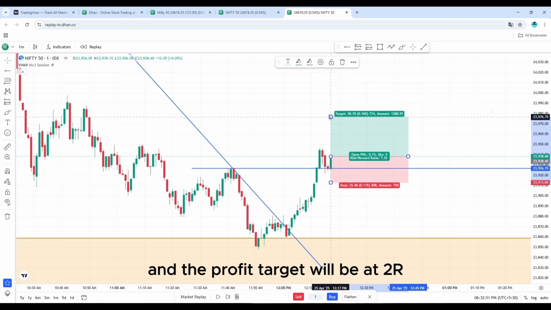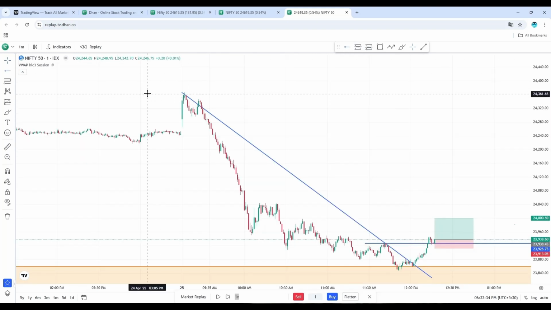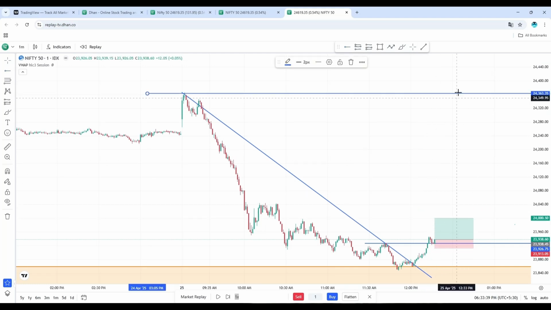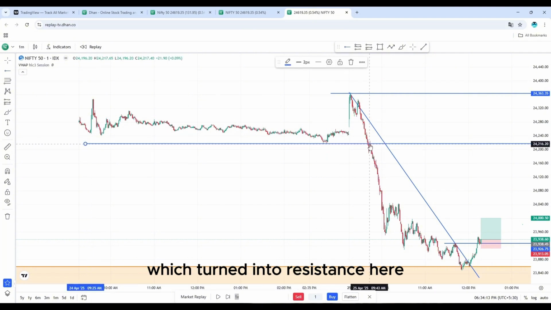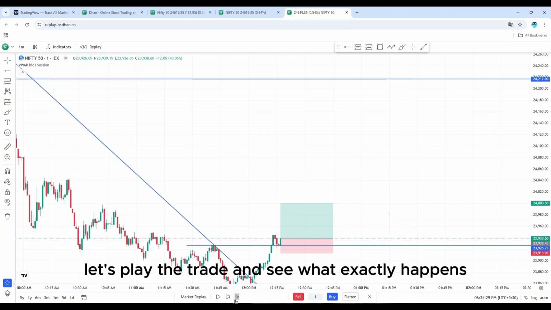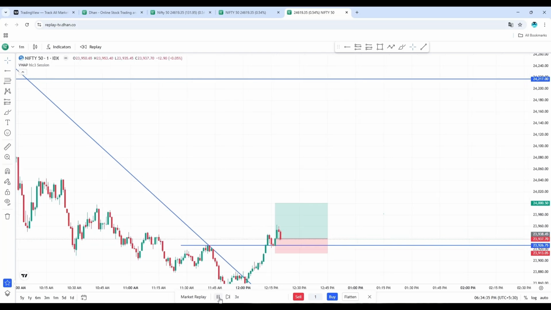And the first profit target will be a 2R, and the final take profit will be this high. I don't think the market is going to push till here, so we will be marking this support level which turned into resistance here. Let's play the trade and see what exactly happens.